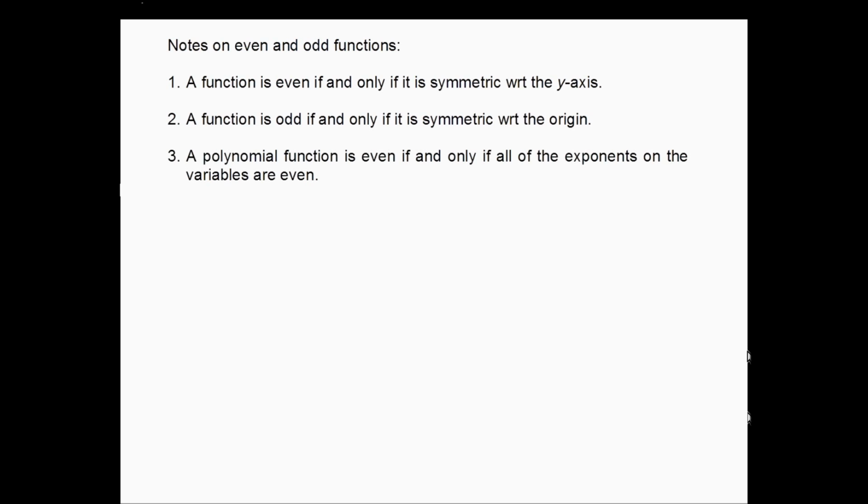Number three, a polynomial function is even if and only if all of the exponents on the variables are even. That's kind of where the name came from. Now remember, 0 is an even number, and x to the 0 power would be 1. So that means there would be no x term.